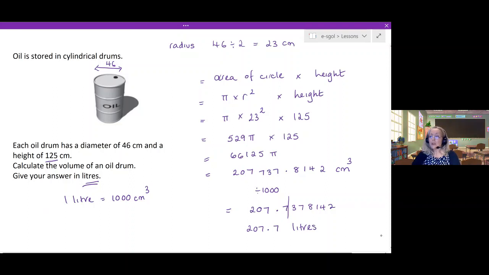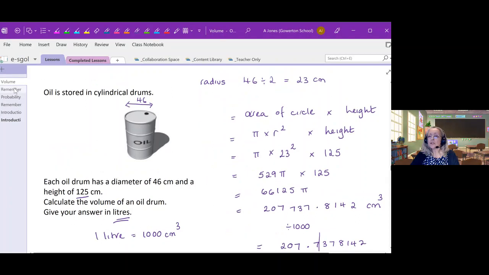Okay, so let's have a look at what things we've done today. I'm just going to change over to a different sheet.